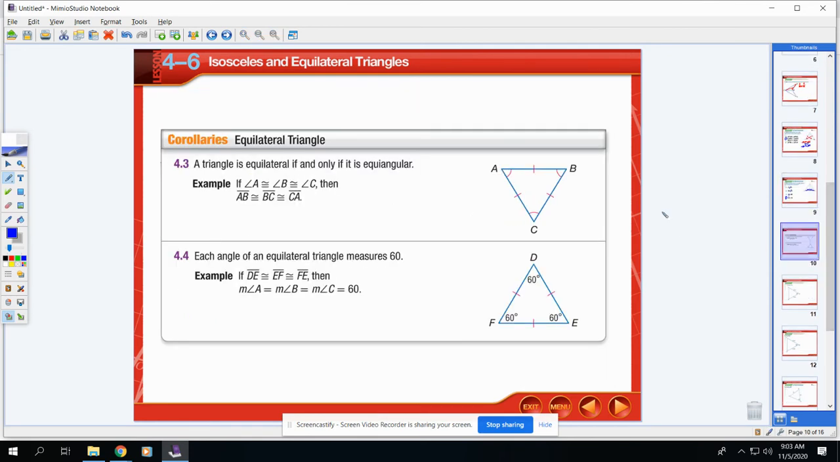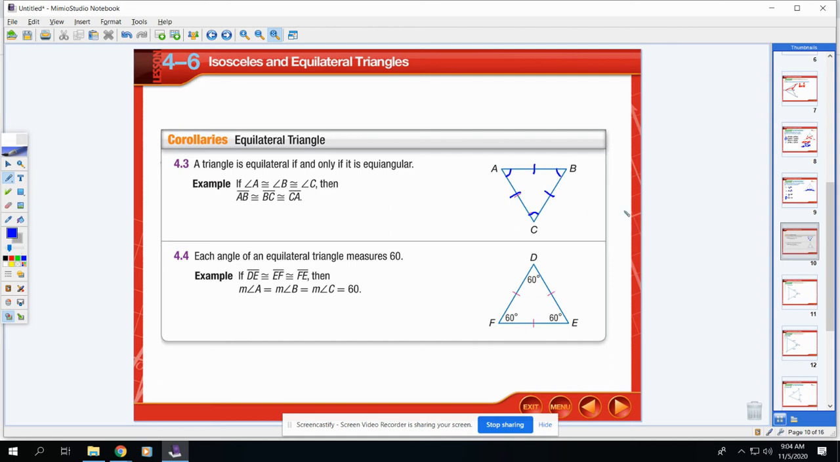Okay, so much like how isosceles triangles have two congruent sides and two congruent angles, equilateral is kind of the same thing, except equilaterals will have three congruent sides and three congruent angles. Equilaterals are super easy to deal with because everything's the same.